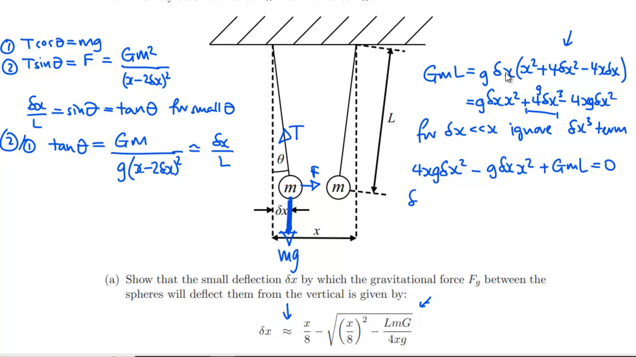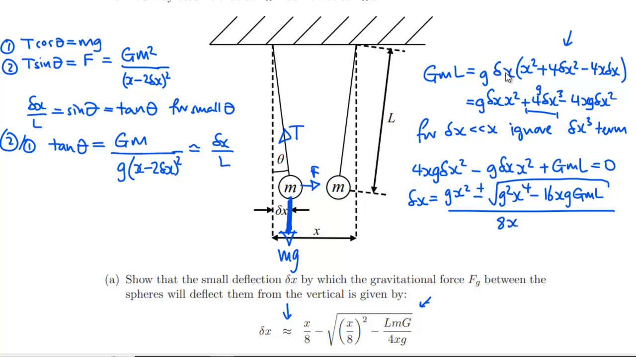So that means that delta x is going to be equal to gx squared, that's our minus b, plus or minus the square root of g squared x to the 4 minus, we got 4, so 16xg gml. Well, everything's in that. And then we need to divide that by 8xg. Right. So is this getting anywhere near what we actually want?